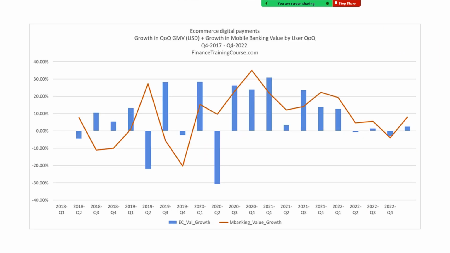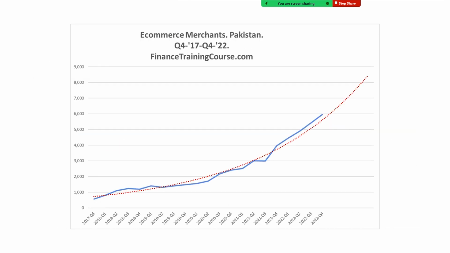Here's the third one. Again, this goes back to the State Bank data set, e-commerce digital payments. So here's a trend in the growth on a quarter by quarter basis. So this is the second trend line. Here's a third trend line. This is the number of e-commerce merchants, and you can see that unlike the USD PKR exchange rate, this is essentially growing at a very fast clip.